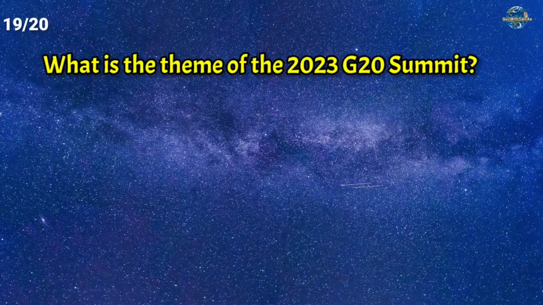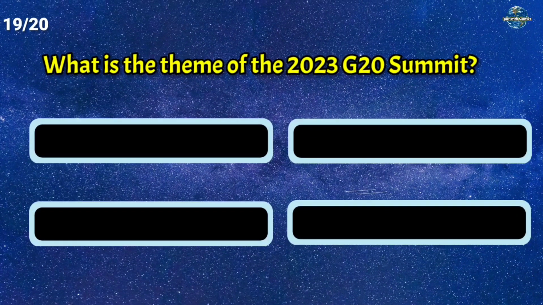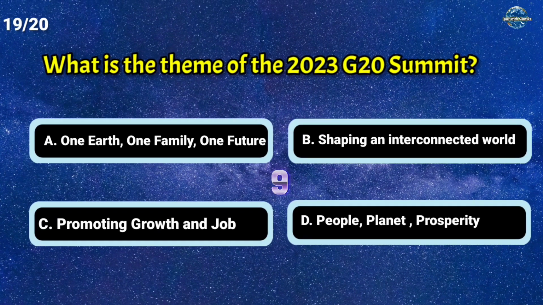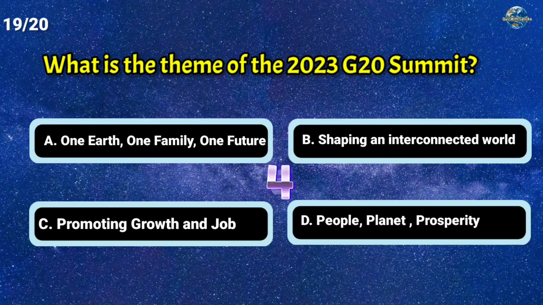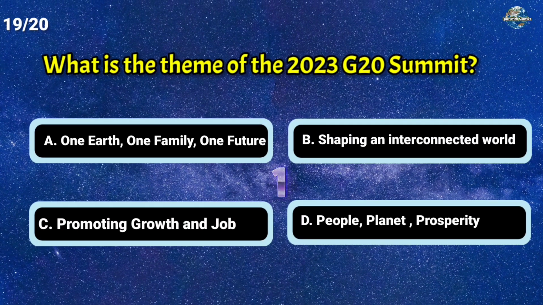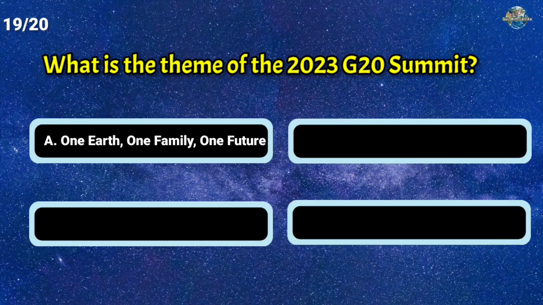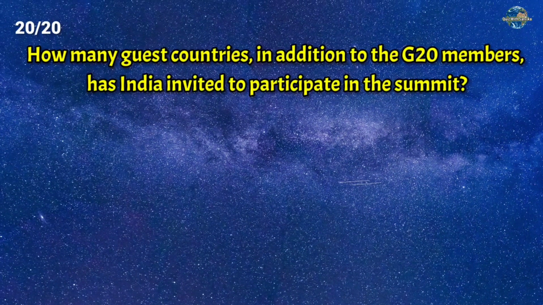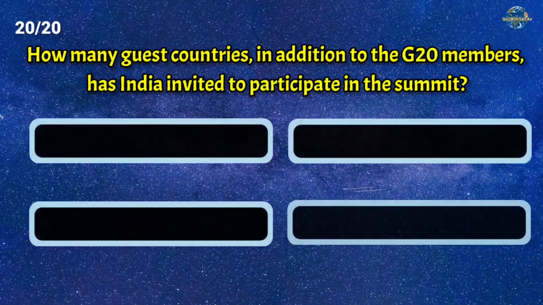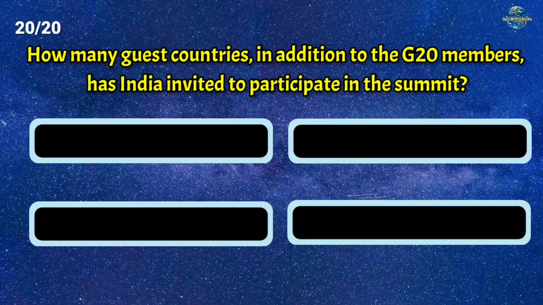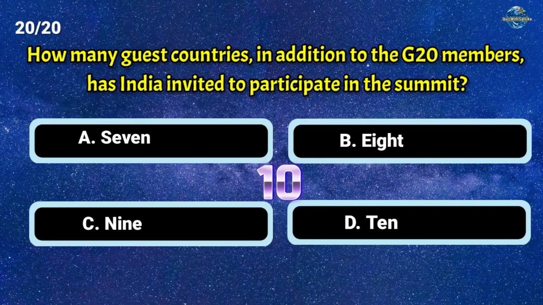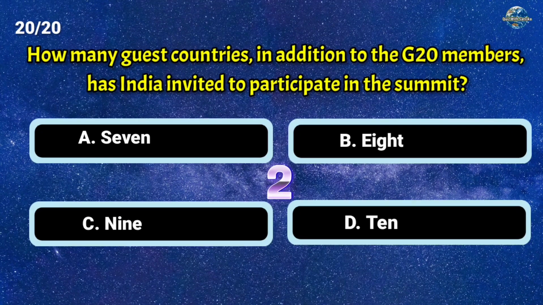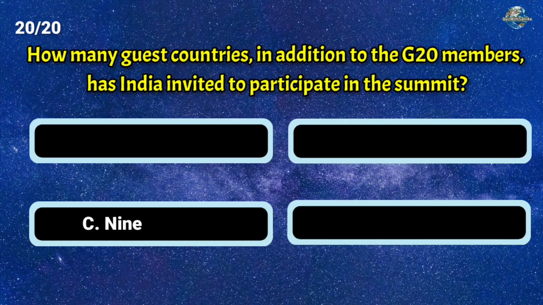What is the theme of the 2023 G20 summit? Earth, one family and one future. How many guest countries in addition to the G20 members has India invited to participate in the summit? Answer is C, 9.